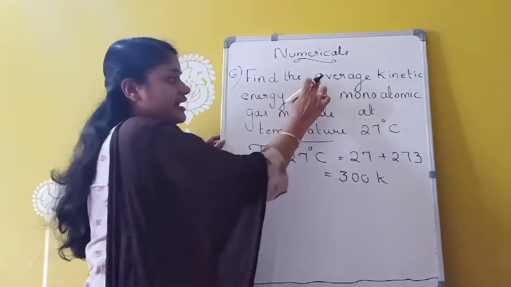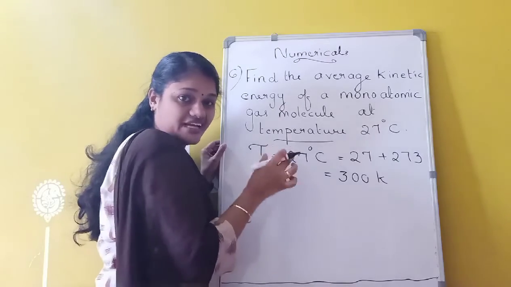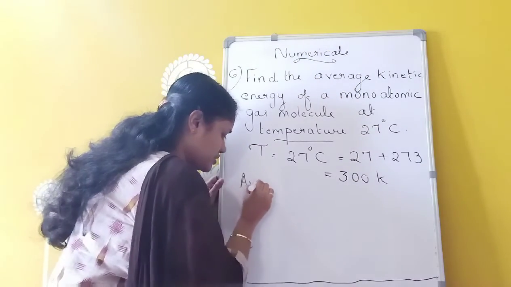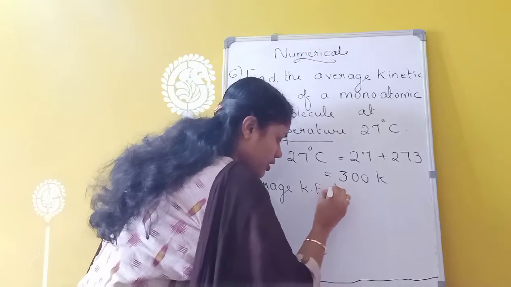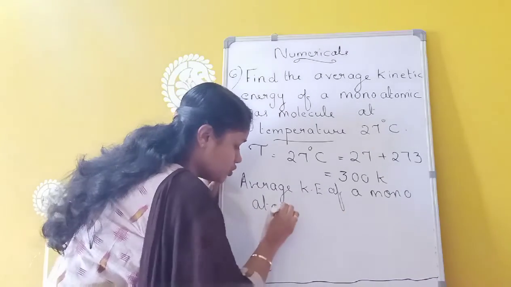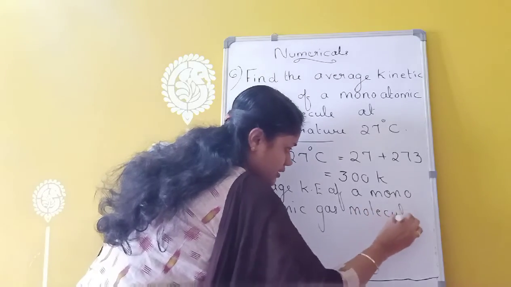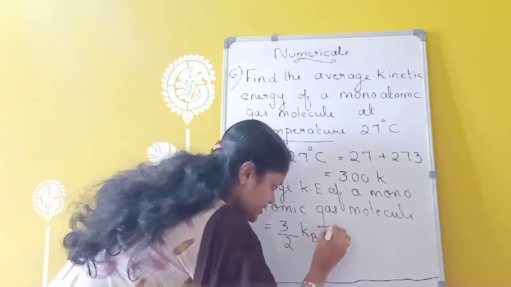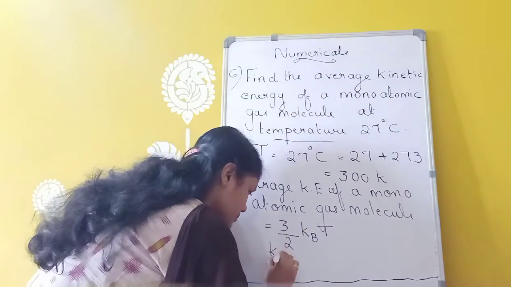Now they are asking to find the average kinetic energy of a monoatomic gas molecule. So average kinetic energy of a gas molecule is given by 3 by 2 kT. There is a formula for average kinetic energy. So average kinetic energy of a monoatomic gas molecule equals 3 by 2 k_B into T. Here T means temperature and k_B represents the Boltzmann constant. So here k_B is called the Boltzmann constant.